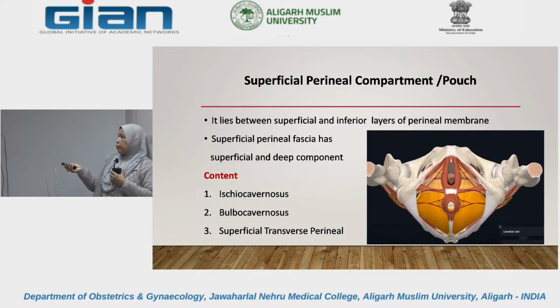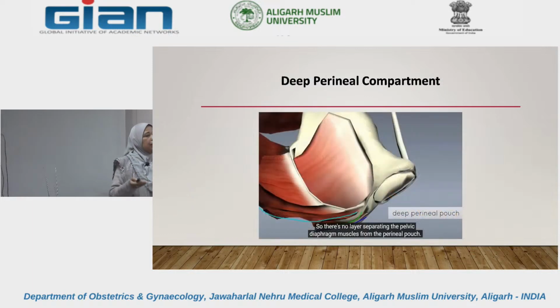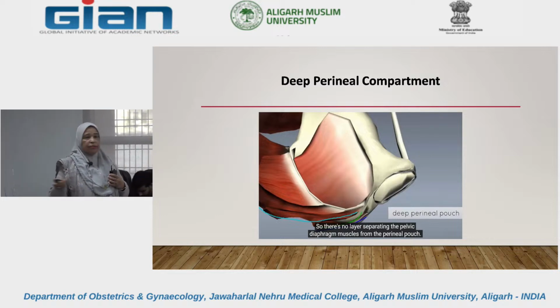The contents of the superficial perineal compartment are 3 muscles: ischiocavernosus, bulbocavernosus and superficial transverse perineii. Now we talk about the deep perineal compartment, which lies below the perineal membrane and contains the deep transverse perineal muscle.